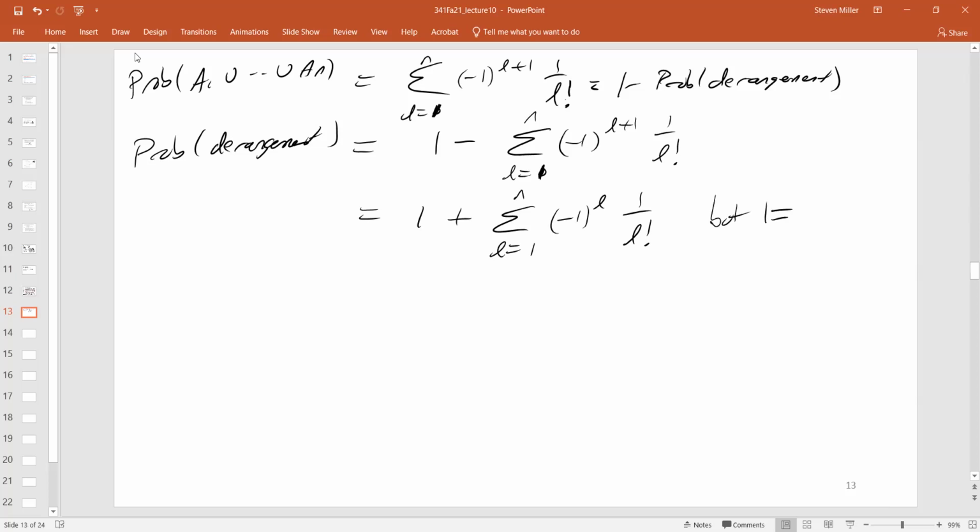But 1 equals... I want to make this, I have a sum with L going from 1 to n. So (-1) to the 0, 1 over 0 factorial. So this is now the sum, L goes from 0 to n of (-1) to the L over L factorial.